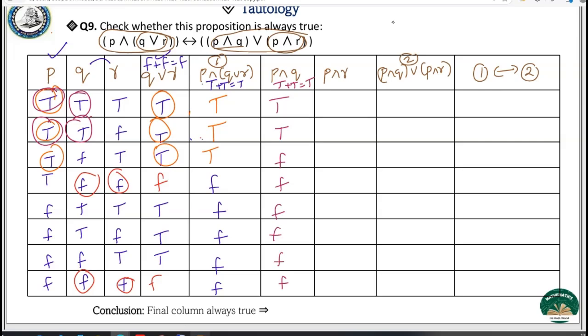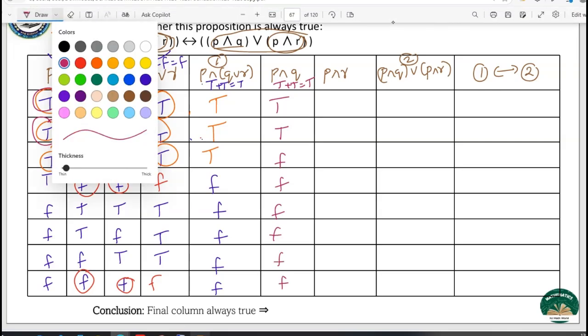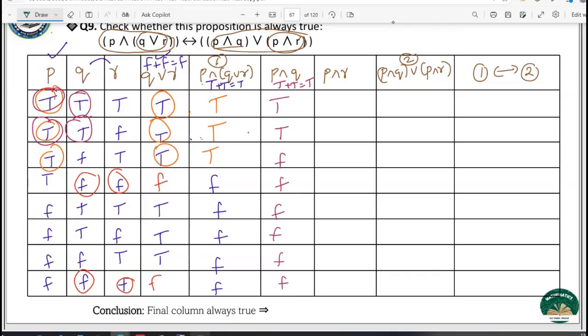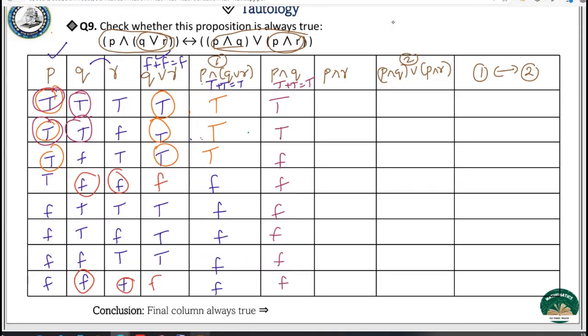Then P and R. We will check for P and R, that is the first and third one, and it is again T and T is T. So we'll just check T and T. The first one is T and T, it is T. Second one, no. Third one, it is T and T, it is T. Then fifth, no. Then we don't have. The remaining all will be false.